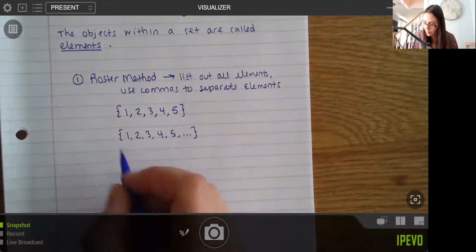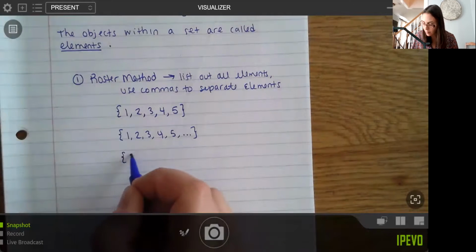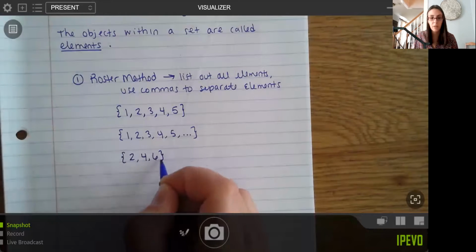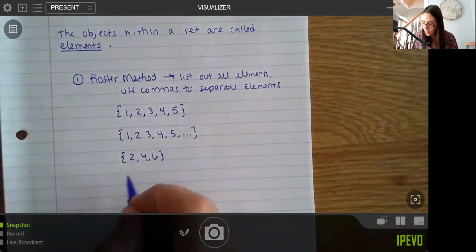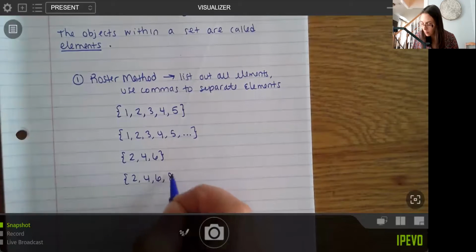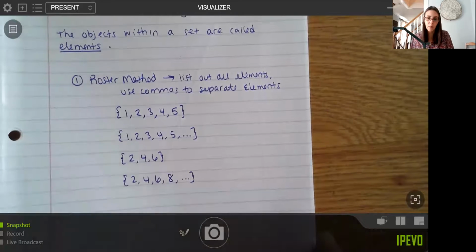A couple other examples. So something similar, maybe I have something like even numbers starting at 2. Maybe I just want to do the first 3 even numbers for my set, or maybe I want to continue that pattern and I could write ... which shows that that pattern continues. So this is called the roster method. We see that a lot.